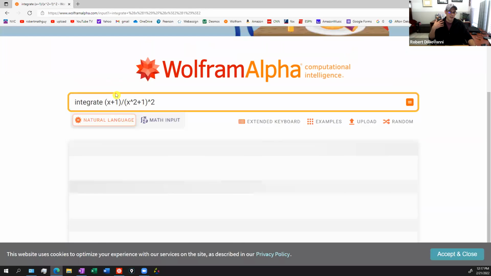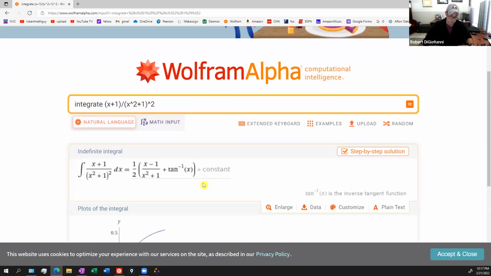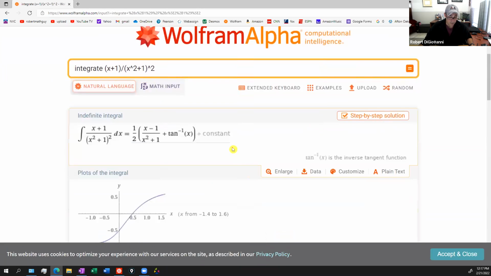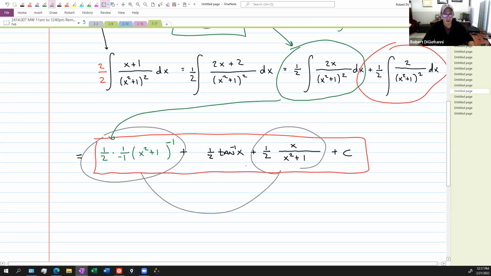Let's just see how much our answer looks like theirs. Wow, doesn't look like it at all, does it? Well, maybe there's some simplification we could do to ours. You know what we could do, because this is really 1 over x squared plus 1, we could put these two terms together with a common denominator. Yeah, we just put those two together with a common denominator. I think we're good.